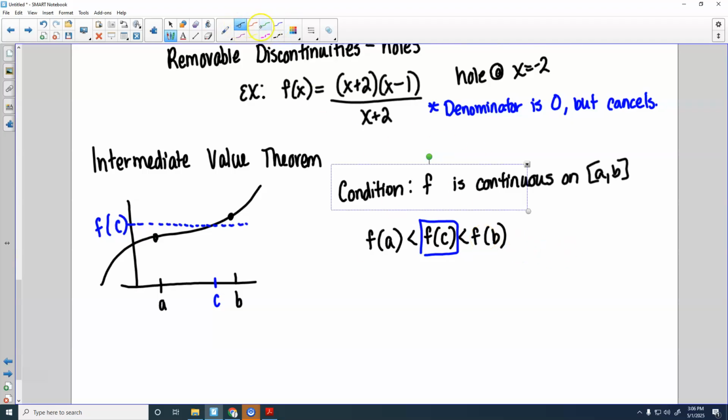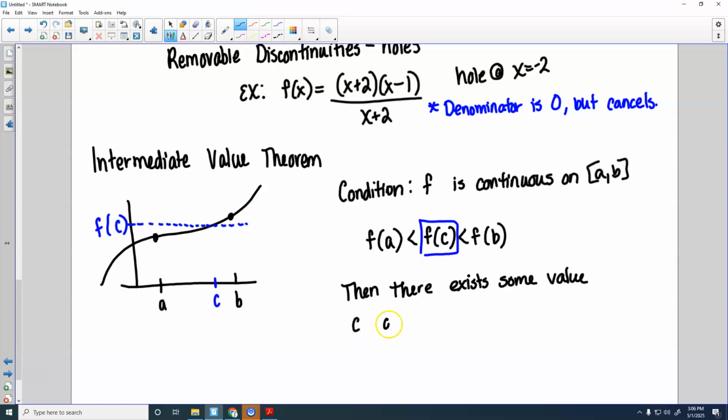So if that happens, then there exists some value C on the interval A less than x less than B, such that F of x equals your F of C. So you've got to equal that value somewhere.